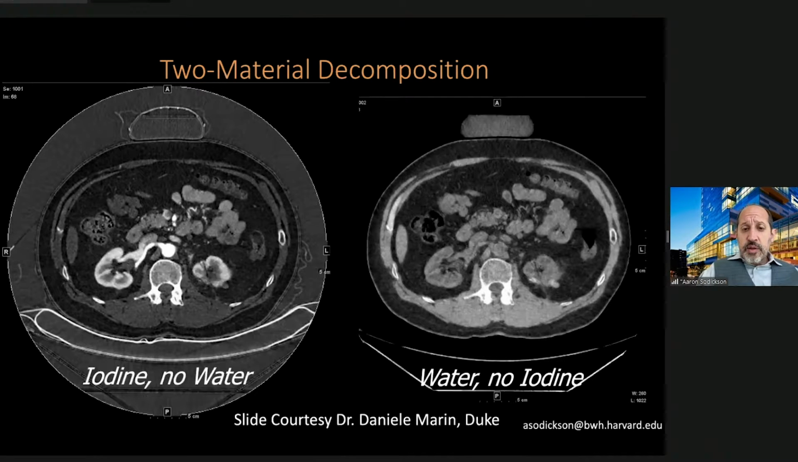Here's an example lent to me from Dr. Marin at Duke on a GE scanner showing an iodine no water image and a water no iodine image. And so you can see, if you look at the aorta and the kidneys, most of this contrast has been subtracted away on this water no iodine image.